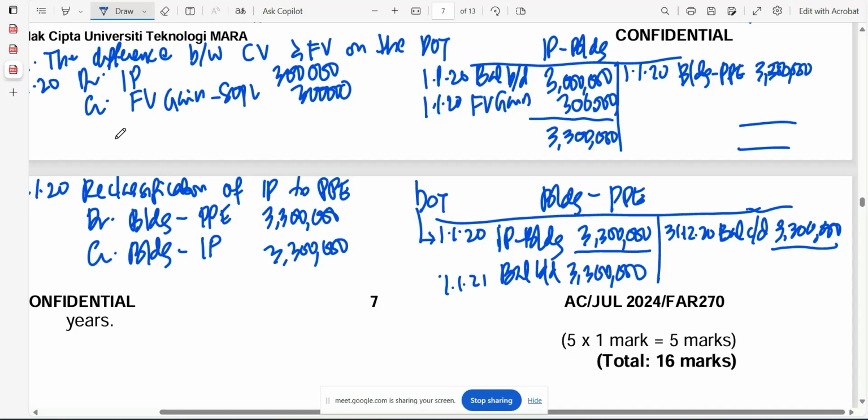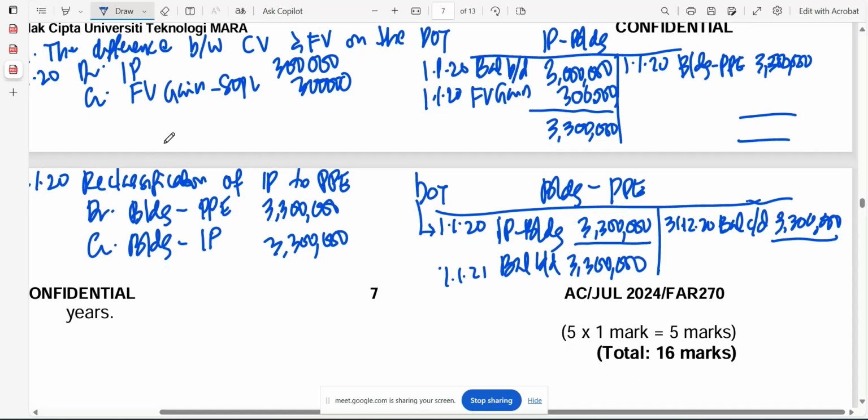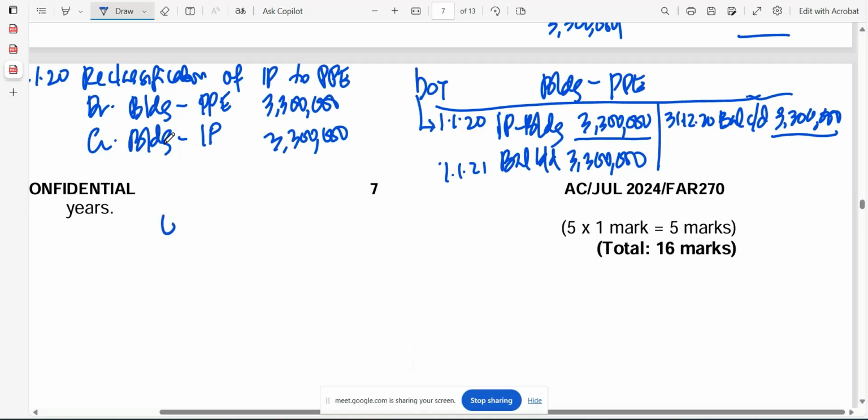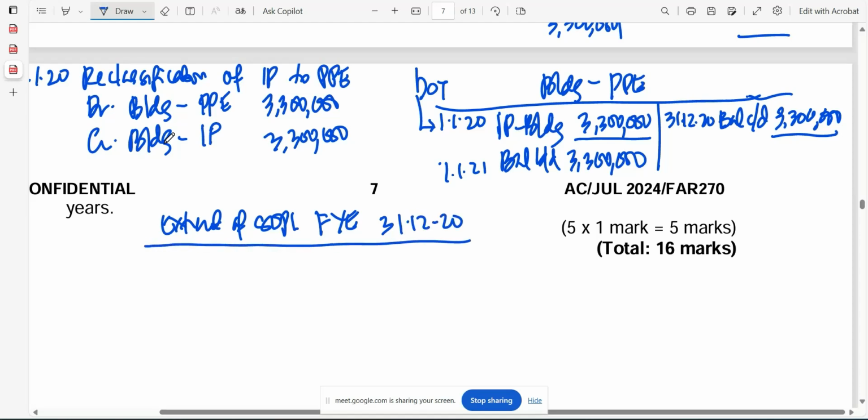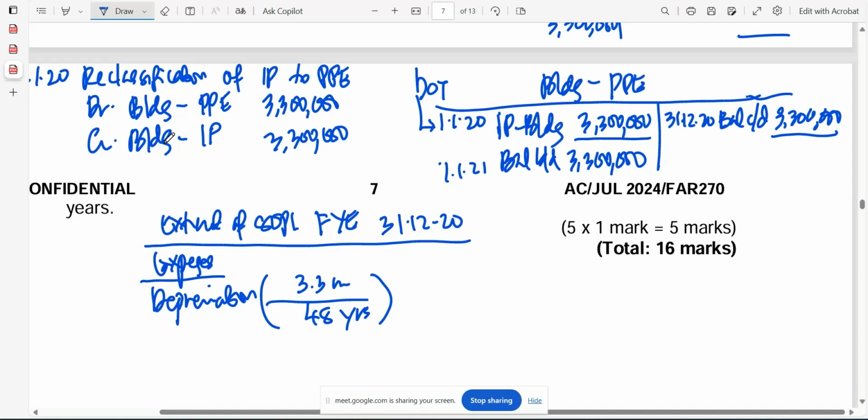So therefore, you can see that it also has an impact on your extract of SOPL for the year ended 31st of December 2020. Number one is on expenses. You will have to calculate depreciation. Your depreciation would be 3.3 million divided by the remaining useful life of 48 years. Go and calculate and find how much the amount is.